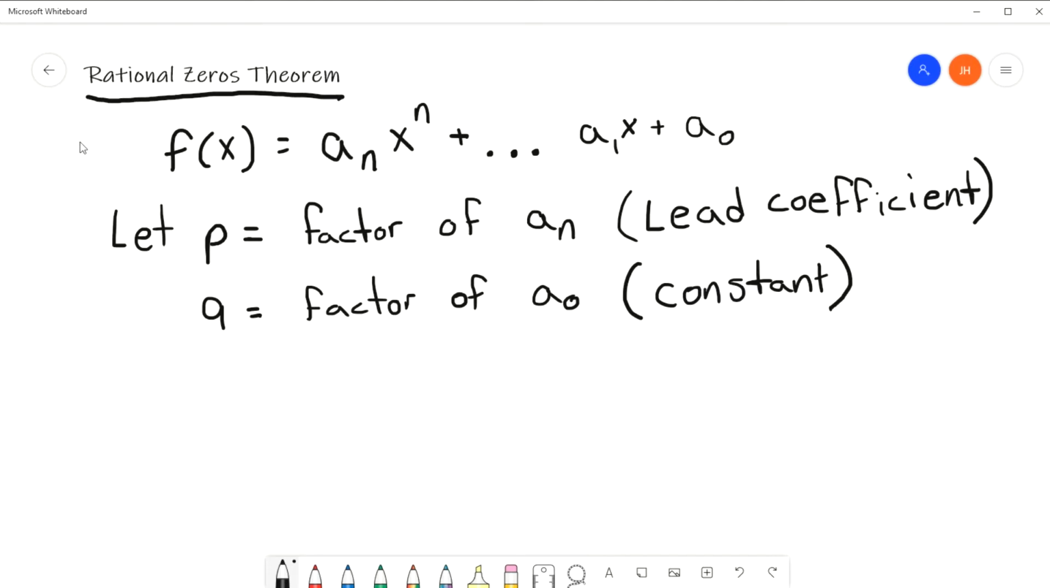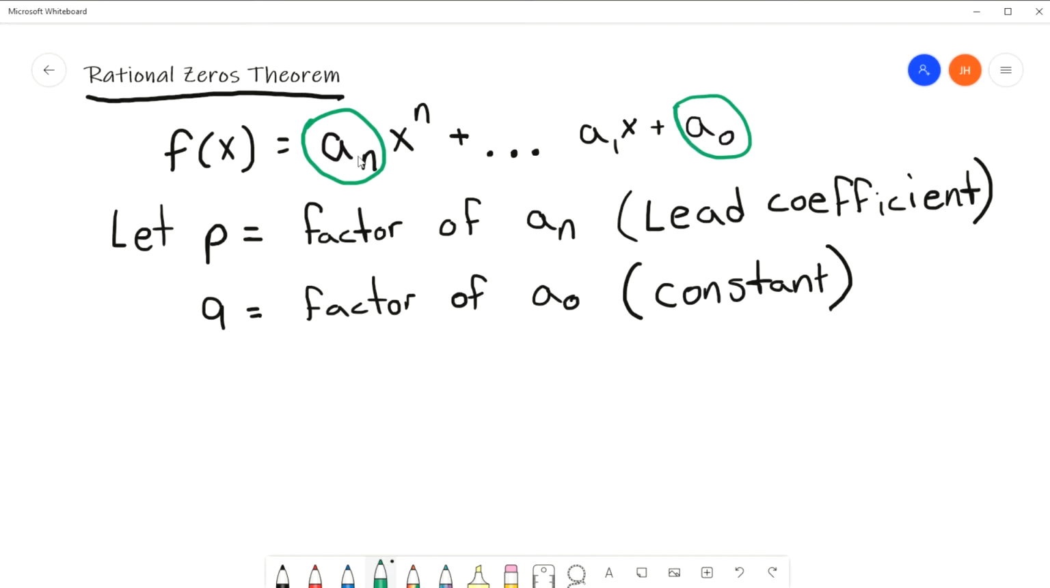So rational zeros theorem is in principle about figuring out what are the potential zeros, the potential x-intercepts for a polynomial, okay? So if I have some polynomial, f of x, and this is our general polynomial, right? a sub n times x to the power of n plus dot, dot, dot, all the way to a sub naught, right? The two things that we care about in this are the leading coefficient and the constant at the end of the polynomial. These are the two pieces of the polynomial that we're going to worry about with rational zeros theorem, okay?